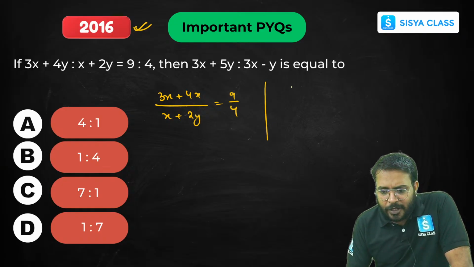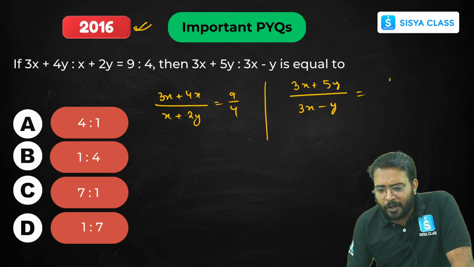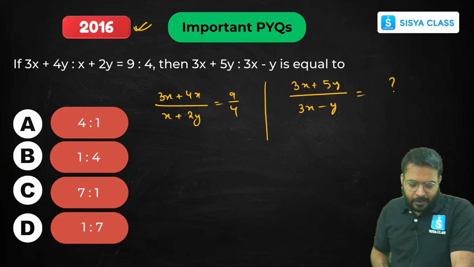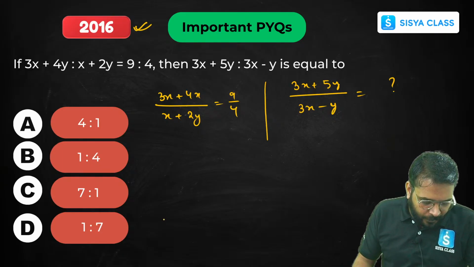And what they are asking you to find out is the value of the ratio 3x plus 5y to 3x minus y. You need to find out this. How to find out this value?